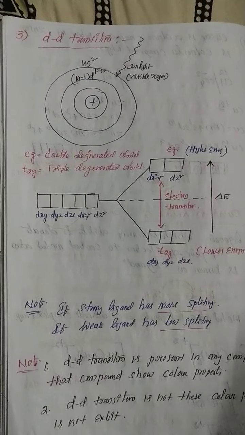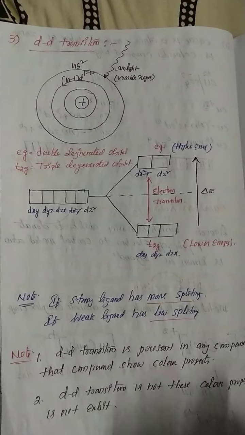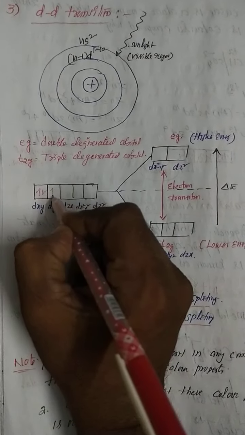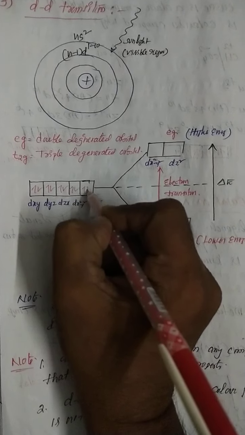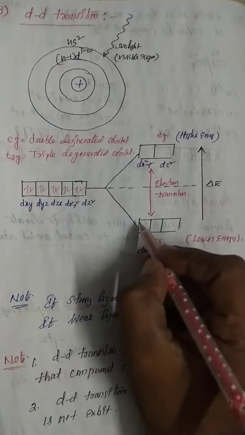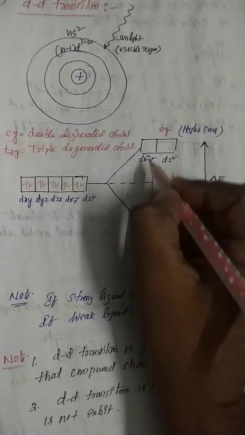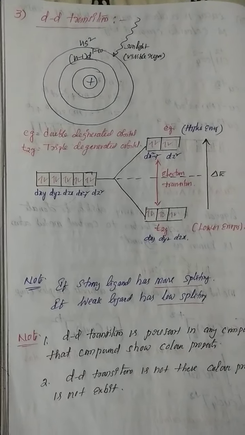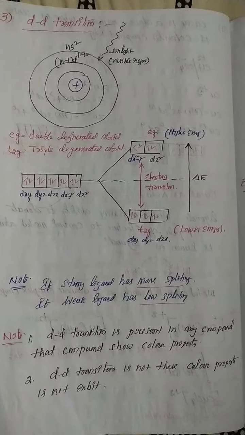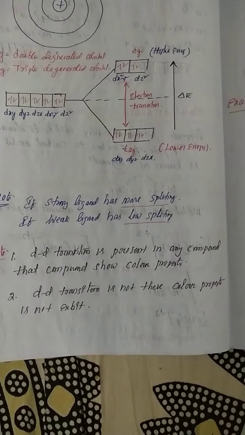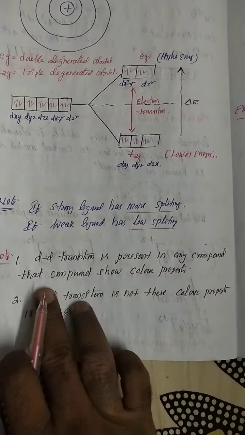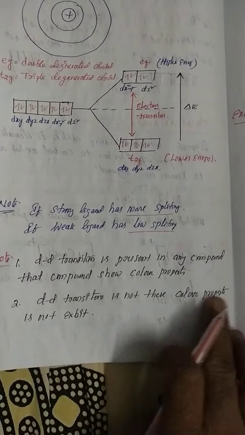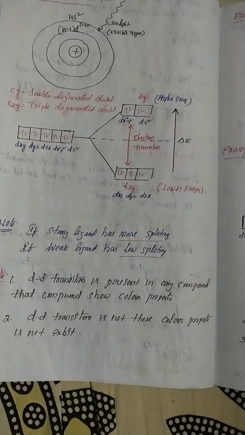If d-d transition is not there, there is no color property, because the d orbital is completely filled with 10 electrons, completely filled with all pairs, meaning d-d transition is not possible, because there is no empty orbital. Understood, my dear students? This is d-d transition. One more note here: if d-d transition is present in any compound, that compound shows the color property. If d-d transition is not there, the color property is not exhibited. This is the most important point.